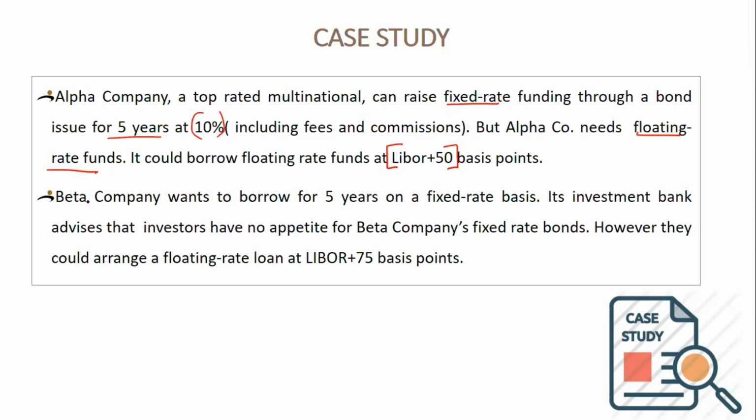Consider second company, Beta, who also wants to borrow for 5 years, but they want to borrow on a fixed rate basis. Let's say they can borrow at 10.5. Unfortunately, their investment bank has told them that the market has no appetite for their fixed rate bond. So they are left with no choice but to borrow money in a floating rate market by paying LIBOR plus 75 basis point. Just remember these parameters. 10% and LIBOR plus 50 for Alpha, 10.5 and LIBOR plus 75 for Beta. Actually, this is a no-go because there is no appetite in the market.